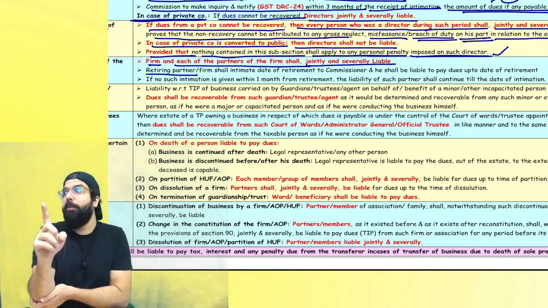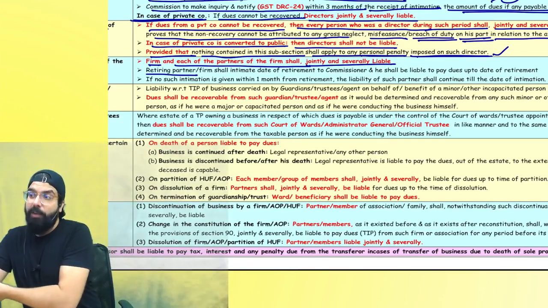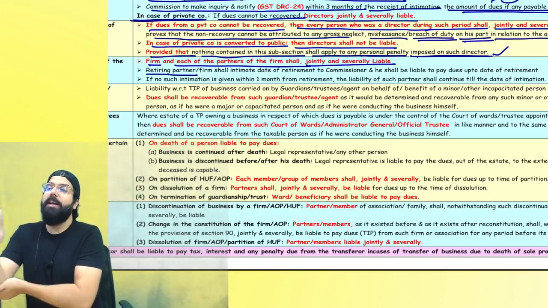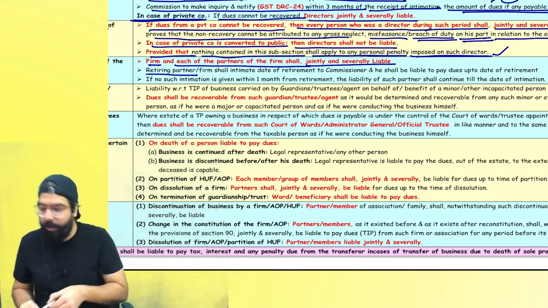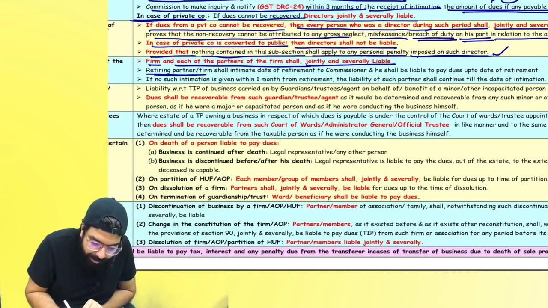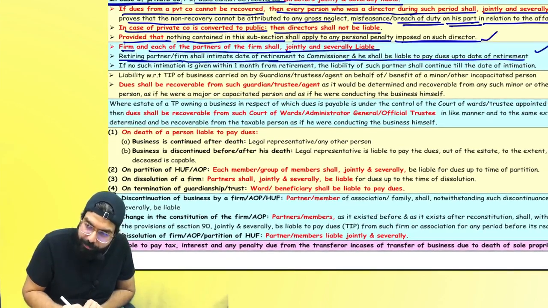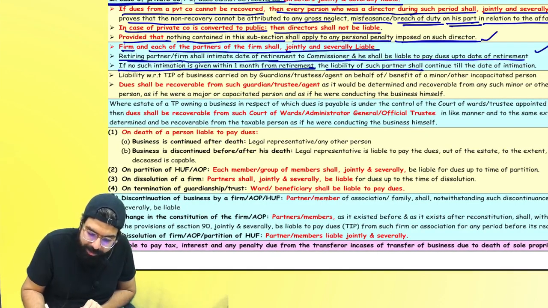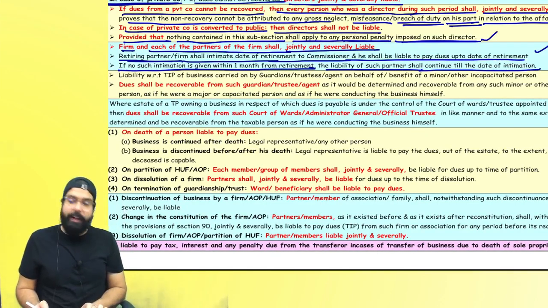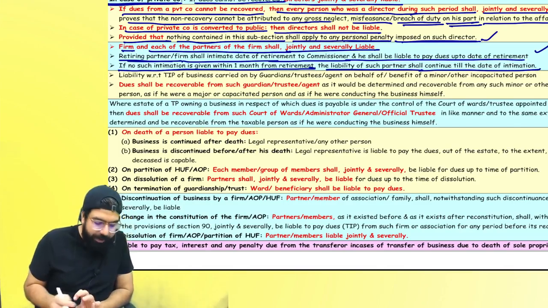But if you don't intimate within 1 month, then the day you intimate, till that day you are liable. Are we clear, everyone? See over here, the retiring partner or firm shall intimate the date of retirement to the commissioner, and he shall be liable to pay the dues up to the date of retirement. If no intimation is given within 1 month, the liability shall continue till the date of intimation. Can I go ahead, everyone? Yes, sir. Point is clear.